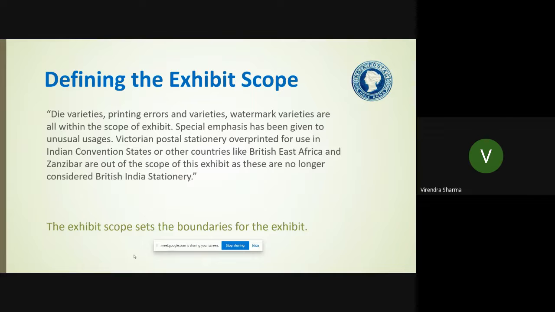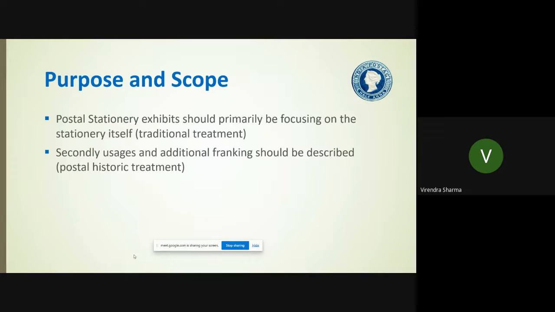And those are no longer considered in British India stationery. He has given this. So he has defined scope and its boundary in a manner so that the jury can understand what he has to evaluate. Then another thing, purpose and scope. This is mostly for each type of category, whether it's postal history or postal stationery. It varies, it depends on the category.